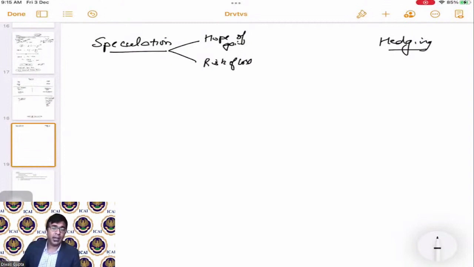In speculation, you have only one exposure. You want to create one exposure. See, what speculation does is, you already have a piece of information, and using that piece of information, you want to gain, with the risk of loss. That's all. Hope to gain with the risk of loss.